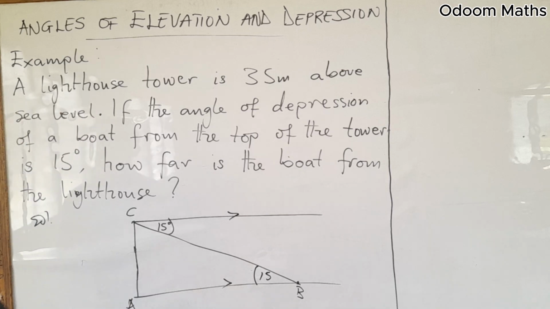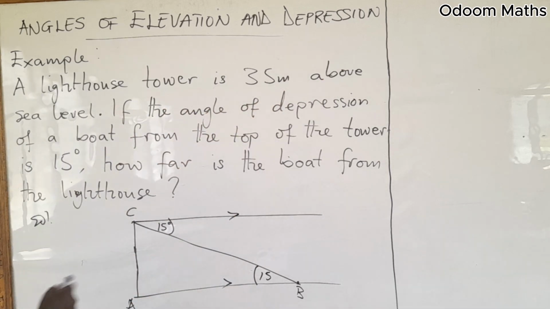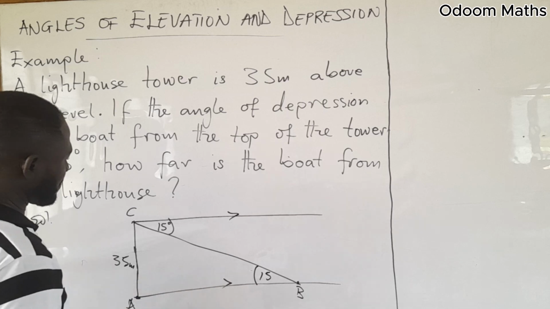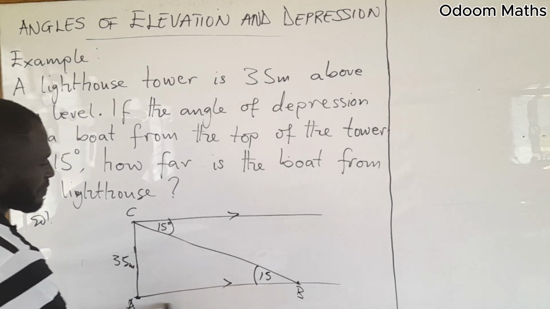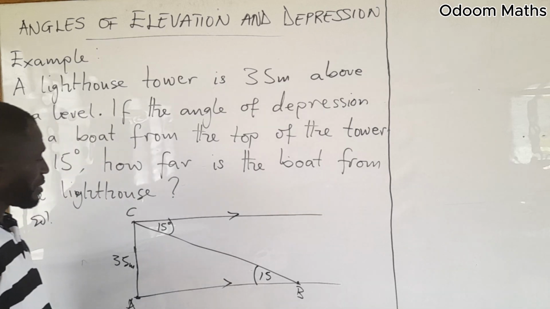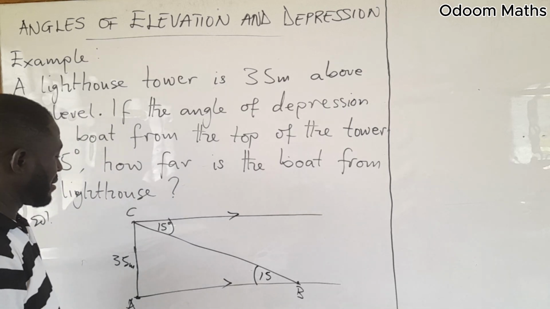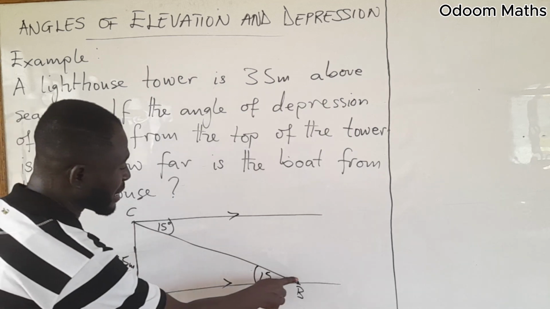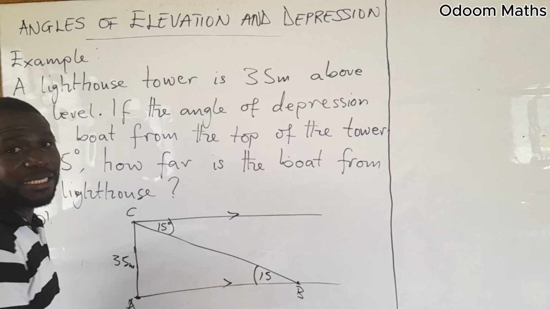The lighthouse tower is 35 meters above sea level, so the sea level is this one, and this is 35 meters. Using this, we have the angle, this side is opposite, and we are looking for the adjacent side to the angle. So we can use tan, and it will be simple for us.